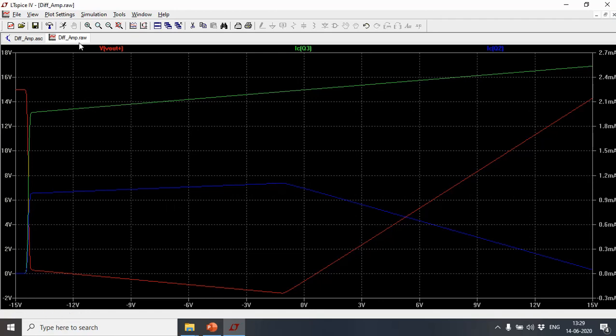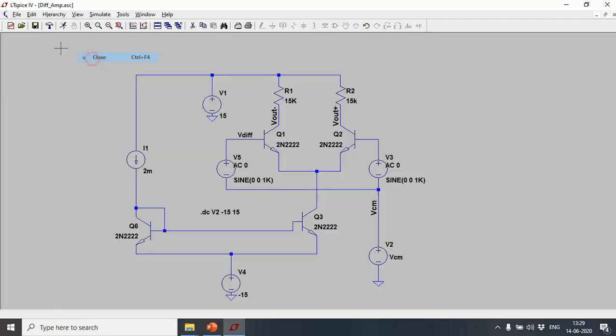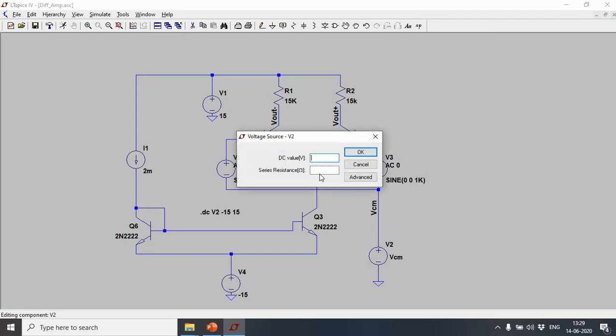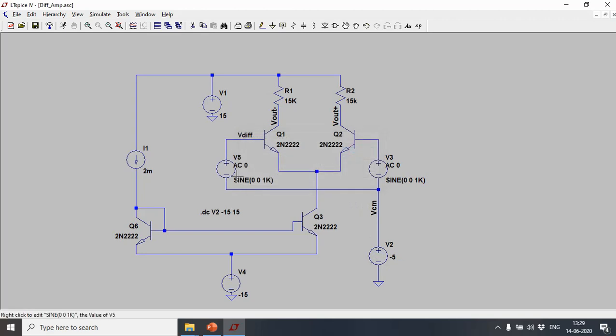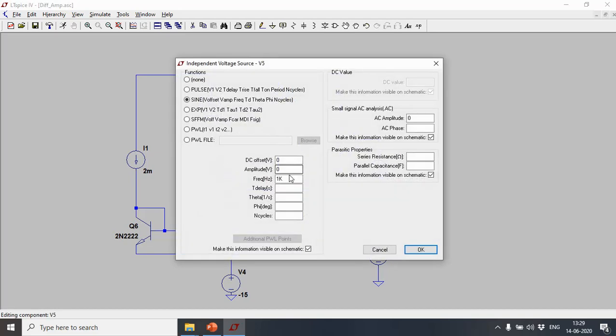Okay, so now let me close this window. Now we know what the useful range is. So let me take the midpoint, somewhere around minus 5 volt. Now I have to find out the differential gain. So I'm not going to give any signal out here. I'll give it only in one of the sources.